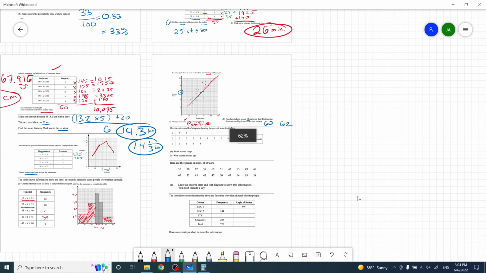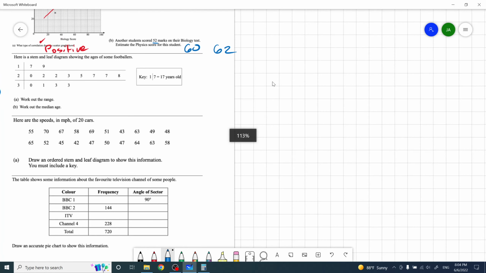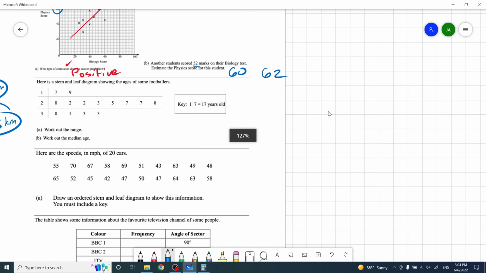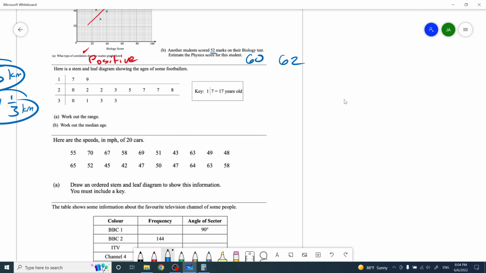Okay, just a couple more and we're done. 3 more to be exact. So here we have a stem and leaf diagram, just a one-sided stem and leaf diagram. We want to work out the range and the median age from this table. We see that 1 bar 7 means 17, so we have 17, 19, and so on. So the range, we're going to look for the smallest number, which is 17, and the largest number, which appears to be 33. So we'll take 33 minus 17, which is going to give us 16. So the range is 16.